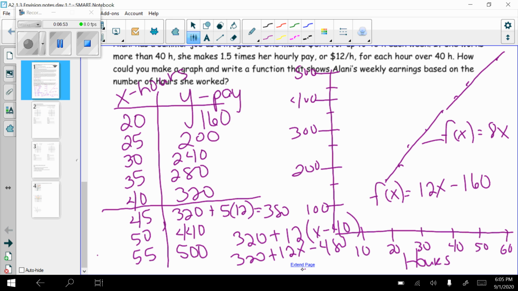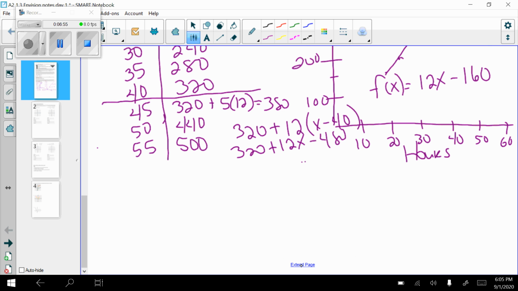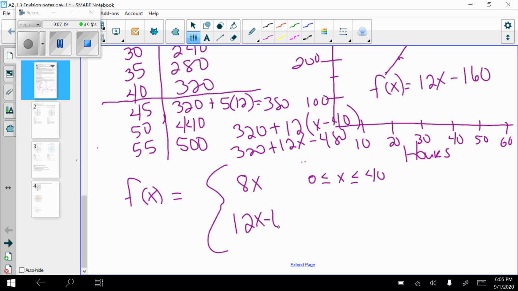So my different pieces, f of x is equal to, I'm going to write it like this. The first one was 8x. I'm only looking at 8x when my domain, or my x values, were between 0 and 40. So 0 less than or equal to x, the hours she worked, less than or equal to 40. My next piece, 12x minus 160, and that is only when x is greater than 40.